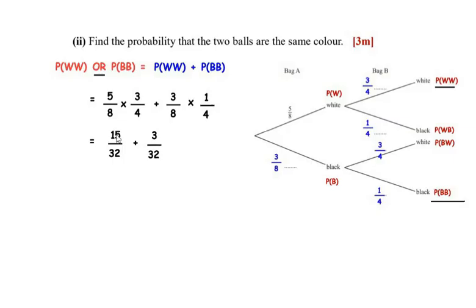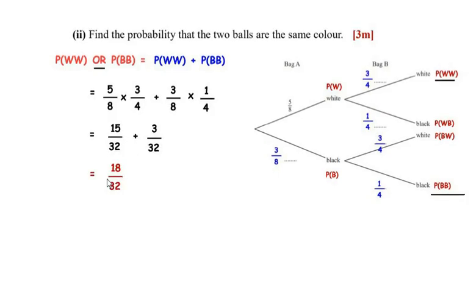So 5 times 3 gives us 15, over 8 times 4 gives us 32. Plus 3 times 1 gives us 3, over 8 times 4 gives us 32. Now since the denominators are same, we can easily add the numerators, giving us 15 plus 3 is 18 over 32. Now you can keep the answer as it is, or if you want to simplify it, you can divide it by 2 and get the answer as 9 over 16. So I'm going to keep the answer as it is, that is 18 over 32.